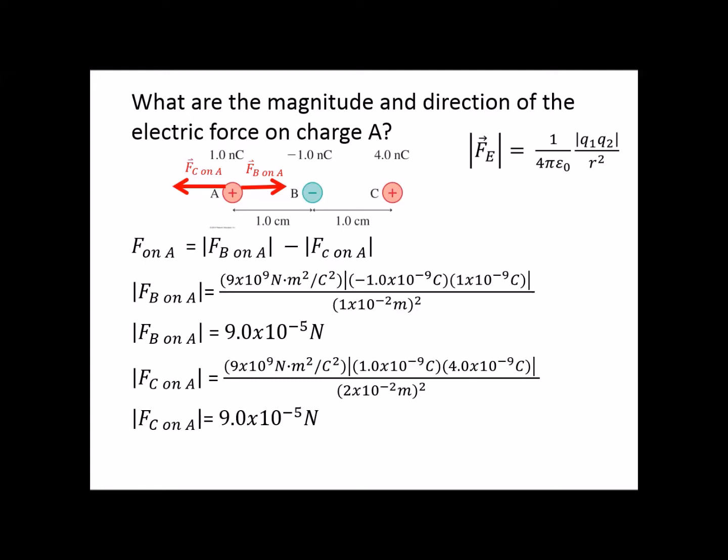To get the overall force on charge A, we're going to plug these new values into this equation. The force of B on A minus the force of C on A, so that's 9 times 10 to the -5th minus 9 times 10 to the -5th, and we get an overall net force of 0 newtons.